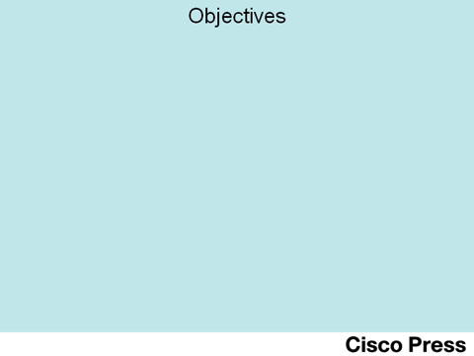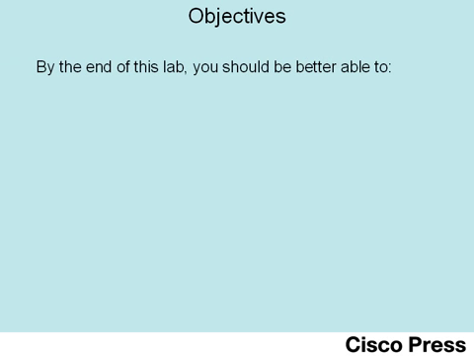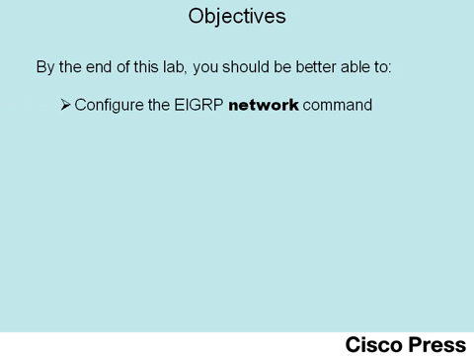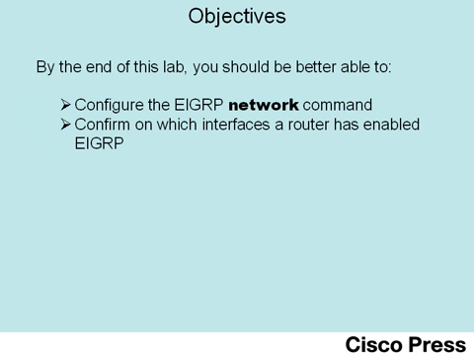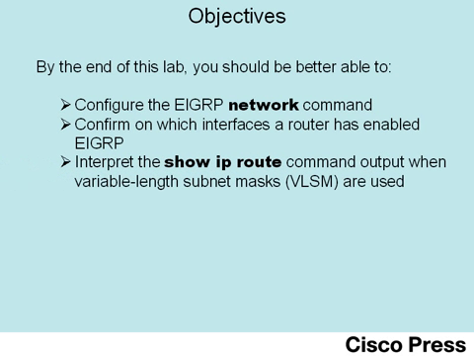This lab has three main objectives. By watching this lab, you should be better able to configure the EIGRP network command, in particular the two variations on this command. You should know how to confirm on which interfaces EIGRP has been enabled on a router, and you should have a good idea of how to interpret the output of the show IP route command, particularly when variable length subnet masking is used.